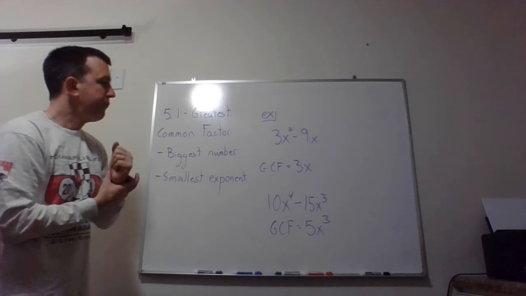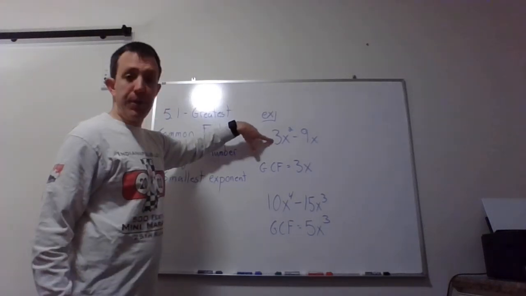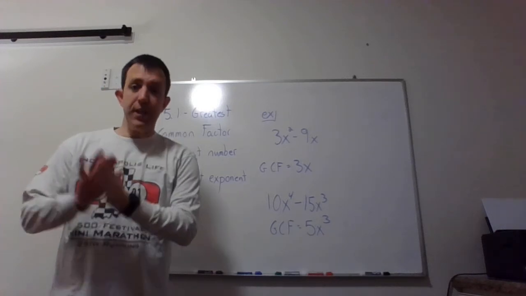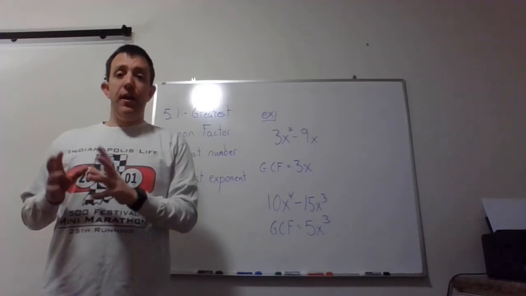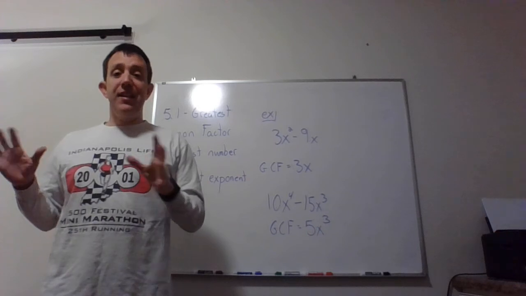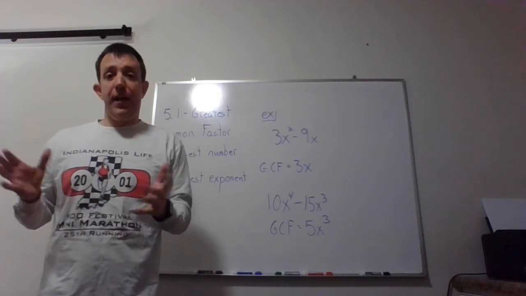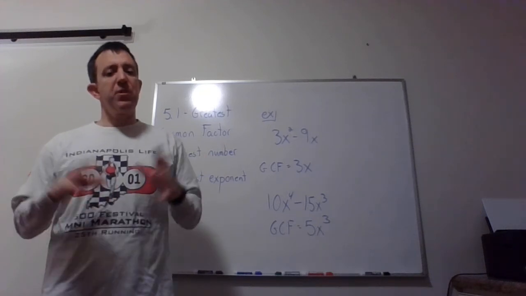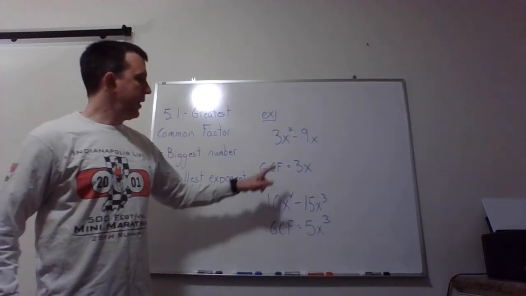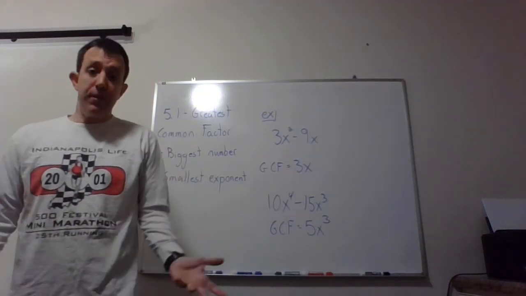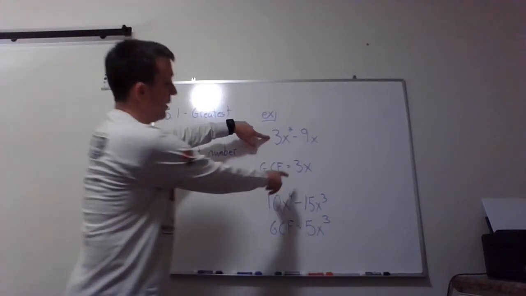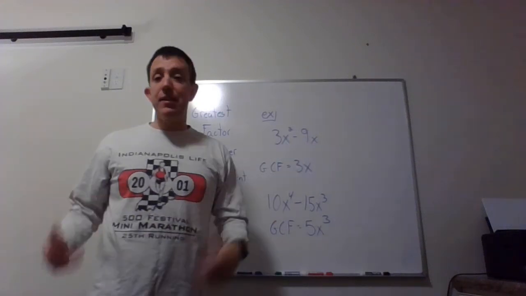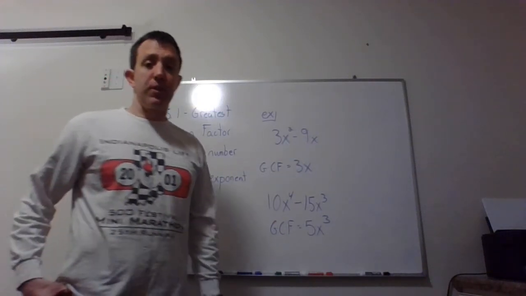So here's my first example, 3x squared minus 9x. I'm really treating this as two separate pieces: the numbers, the 3 and the 9, and then the x's. When I look at 3 and 9, I'm asking myself, what's the biggest number I can divide them both by? The answer is going to be 3, right? 3 is divisible by 3, and 9 is divisible by 3. The minus sign in the middle honestly doesn't matter. It can be positive or negative, and it'll work just as fine either way.